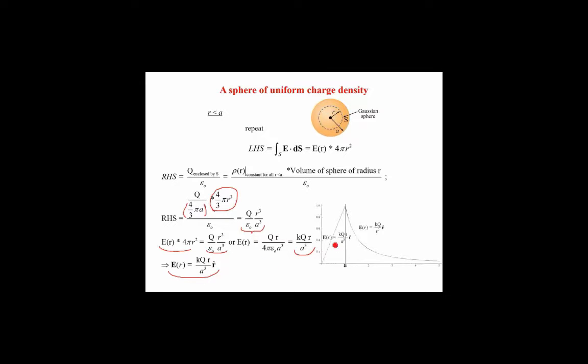So let's just plot the magnitudes. I've written the expressions for the vector field, but this would be the magnitude. For r less than a, we have this linear expression here. For r greater than a, we have this 1 over r squared dependence here. And notice that if you set r equal to a, it's actually continuous. We have the same value on both sides of r equals a. So that's the electric field for a uniform charge density in a spherical geometry as a function of r.